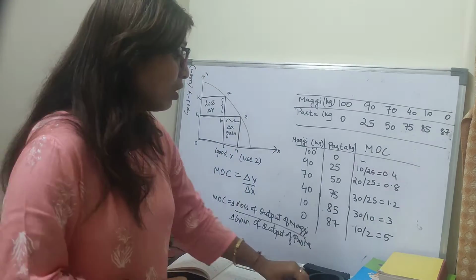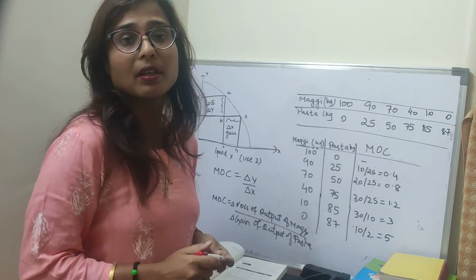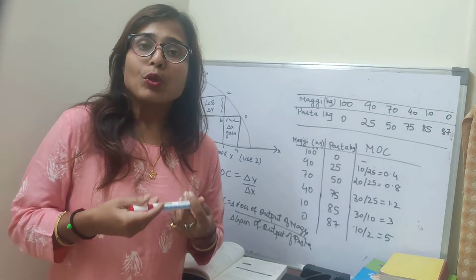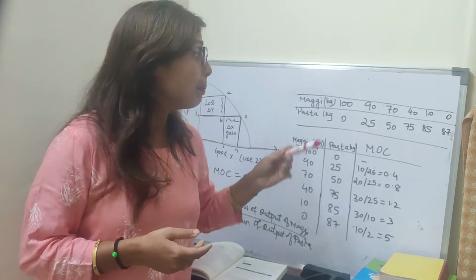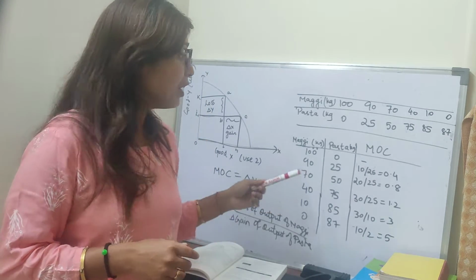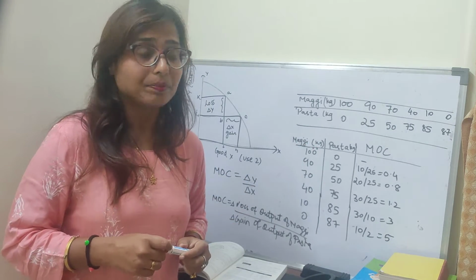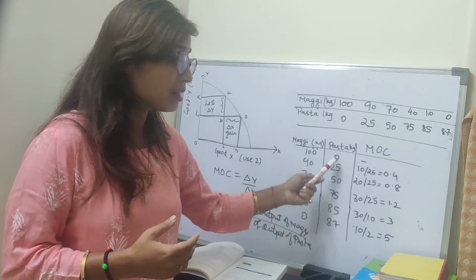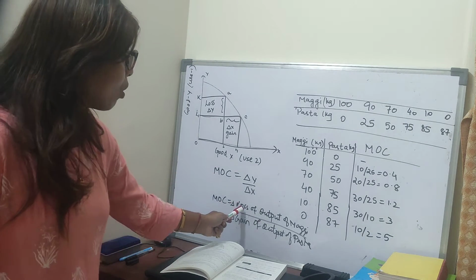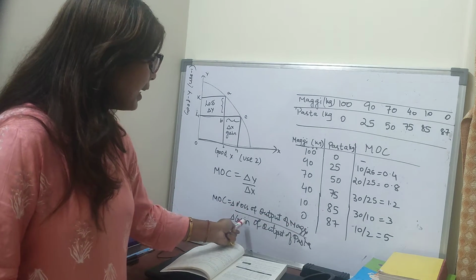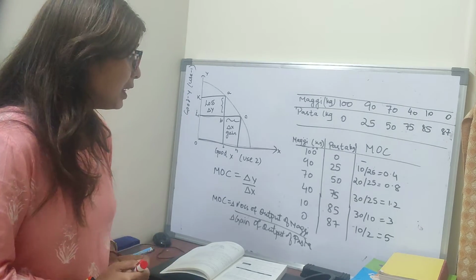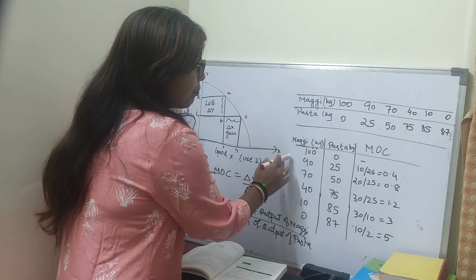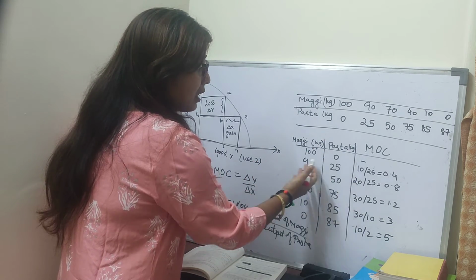Suppose the economy decides to produce two goods, Maggi and pasta. Now, if you choose to produce more pasta in place of Maggi, then we can see various combinations. Marginal opportunity cost for producing more pasta is equal to the loss of output of Maggi by the gain of output of pasta. That means we have calculated marginal opportunity cost. How? First of all, you can understand this very well.